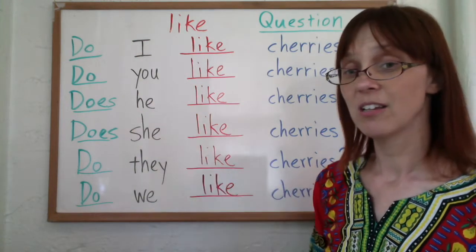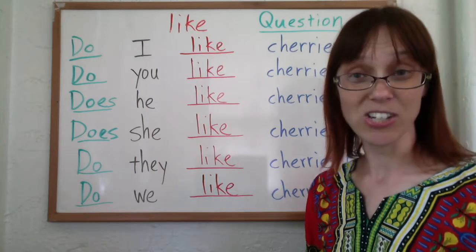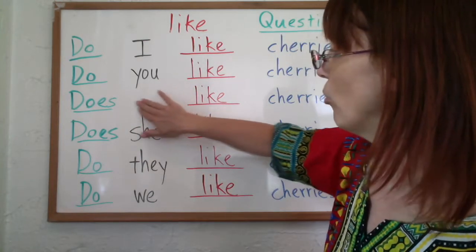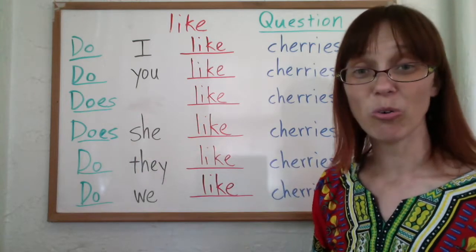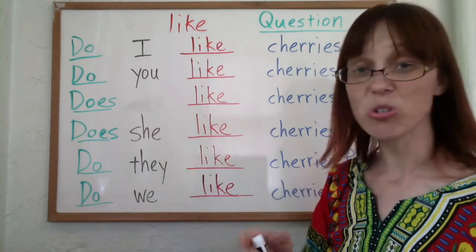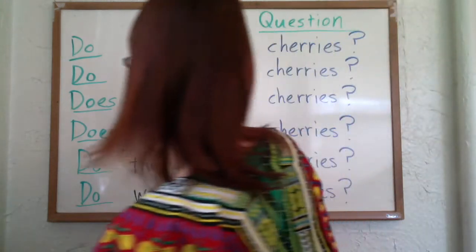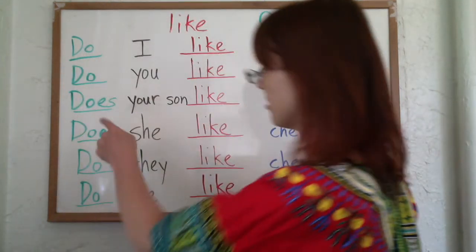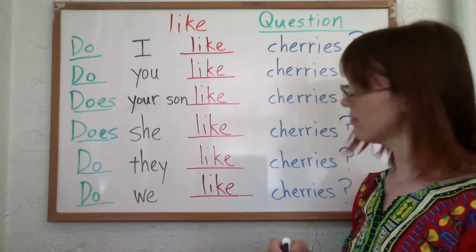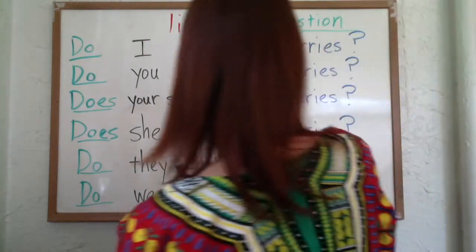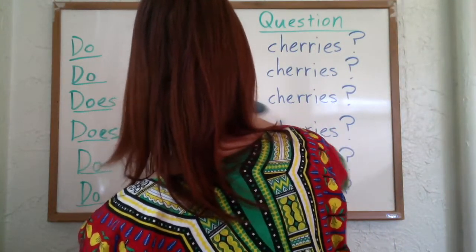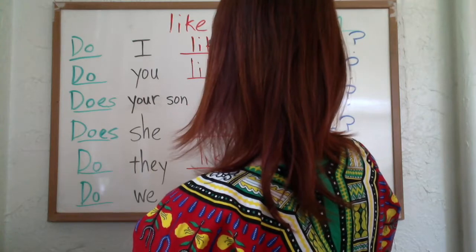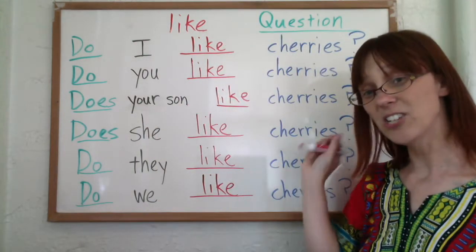So maybe I want to ask about your family. For example, he. Does your son like cherries? So I can replace he with a person. I can say a name, or I can ask about your family. Does your son like cherries? I'm going to move this so there is more space. Like. Does your son like cherries?